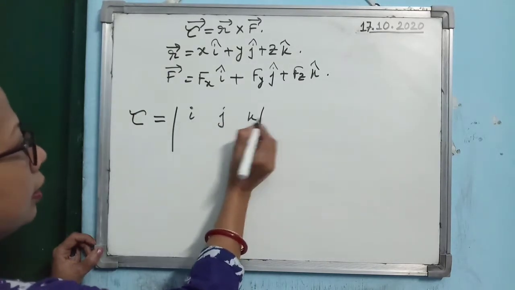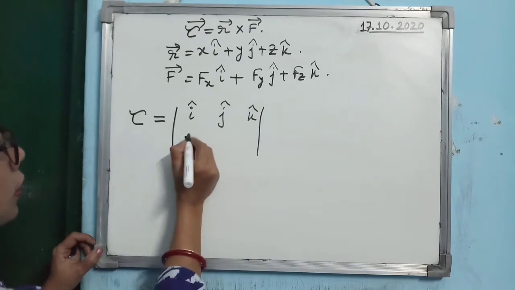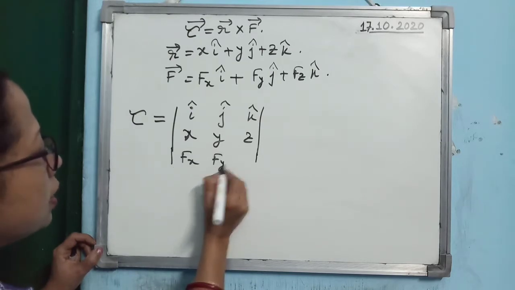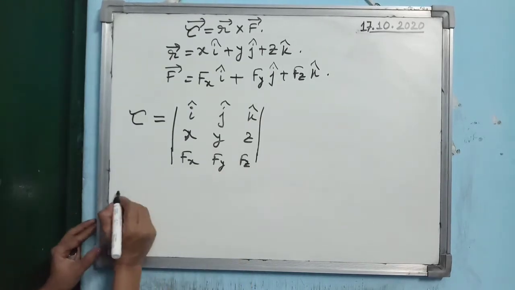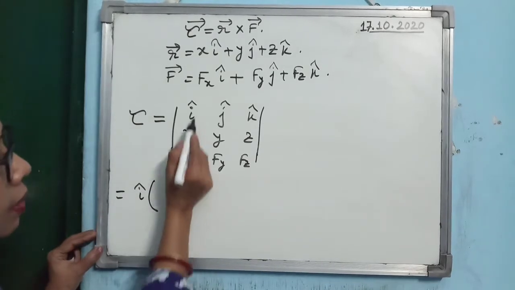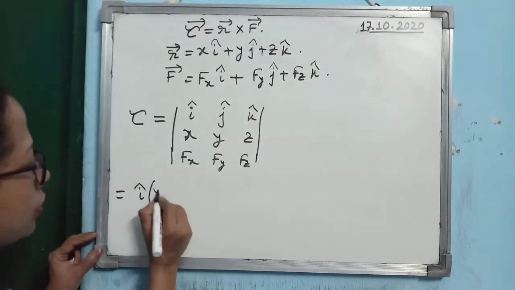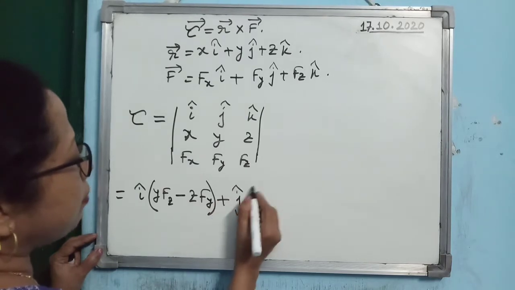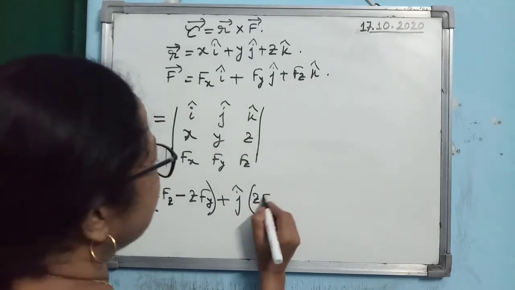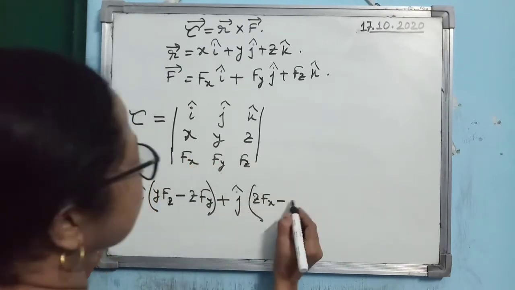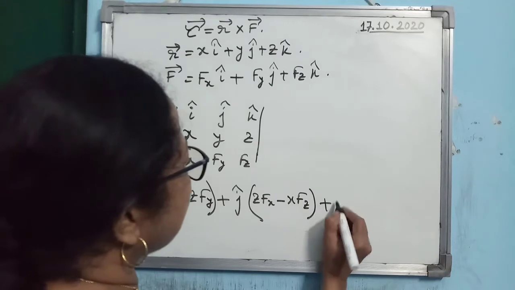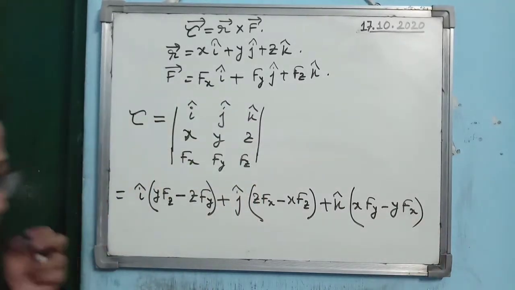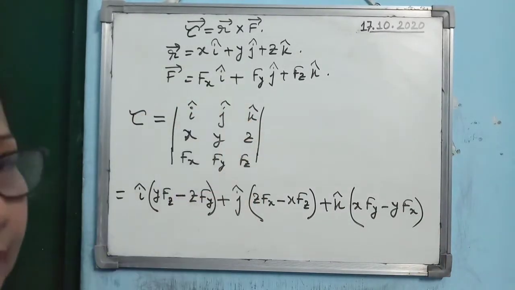You have already done this in the vector chapter, it will be x, y, z. So you just form the determinant like this, and then break the determinant. I am not explaining once again, because it will be (y Fz minus z Fy) i, plus j means (z Fx minus x Fz) j, plus (x Fy minus y Fx) k. You can write it by breaking the determinant into different parts.